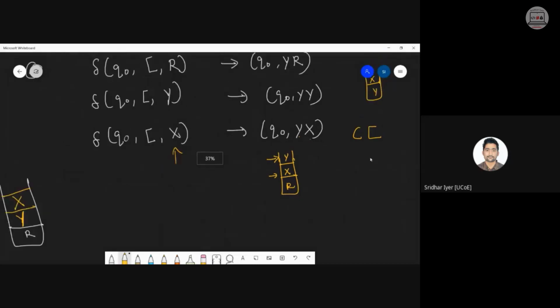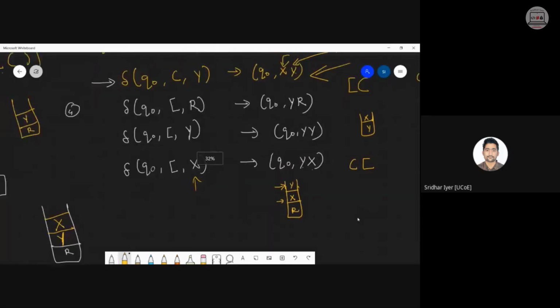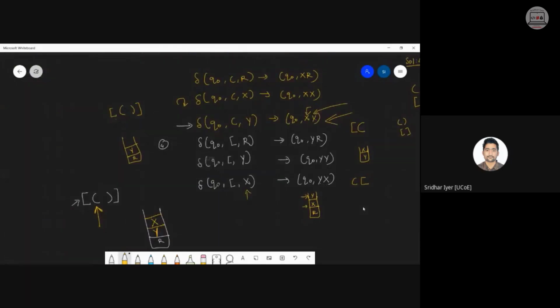Okay, so these were your pushing operations. All these six are your pushing operations. Basically, we have covered all the possibilities. That is why all six possible transitions are there here. Right? Now we can move ahead with your popping operations.